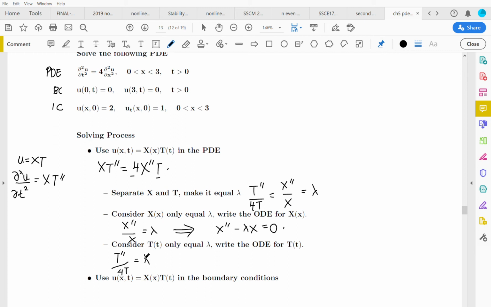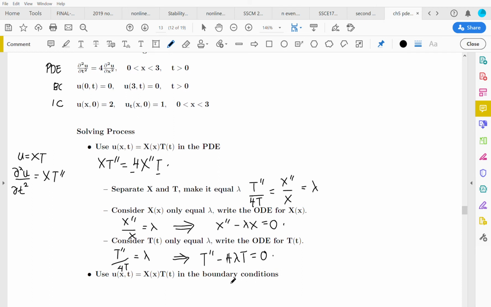So for the wave equation, in its ODE, there will be a difference for its T equation. For the heat equation, we have first order. For the wave equation, we have a second order ODE for T and also for X. So this becomes T double prime minus 4 lambda T equal 0. Okay, so both are second order ODEs.